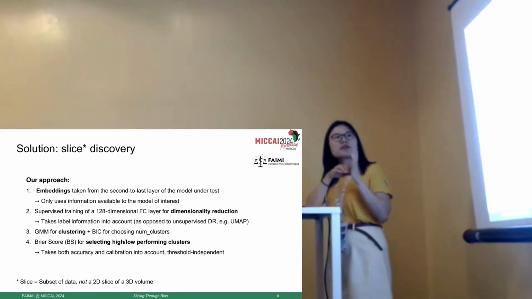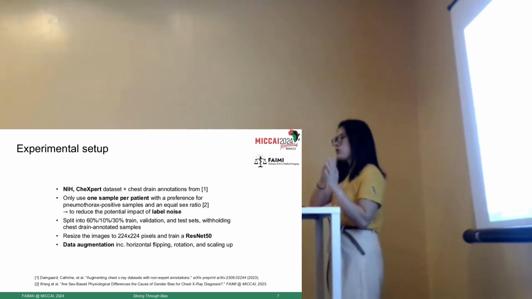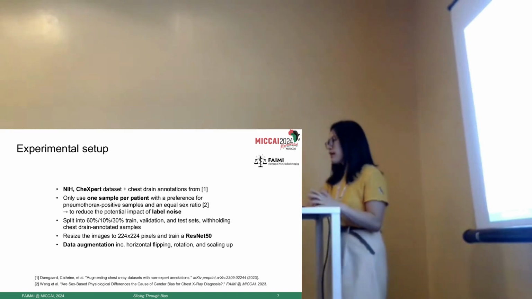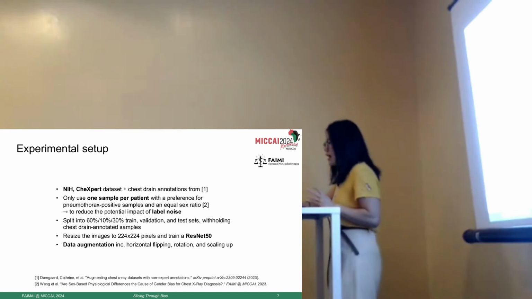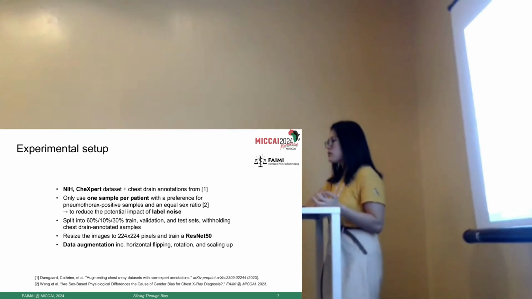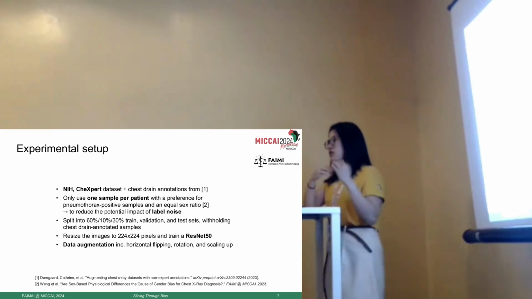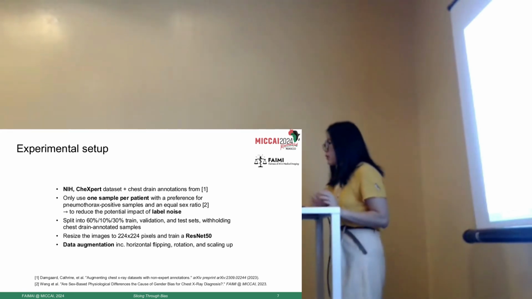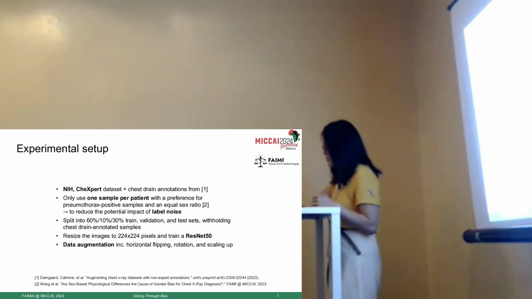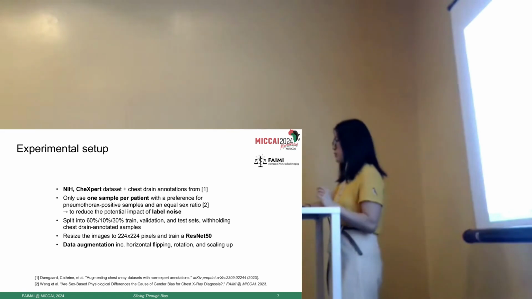For the experiment setup, we look into the NIH dataset and the CheXpert dataset, and we need some annotations of the chest drain, which are from the first paper here from Ronka and Miller's group. We use only one sample per patient, with a preference for pneumothorax positive samples, with an equal sex ratio. This step is for reducing the potential impact of data noise. And then we also split the datasets into train, validation and testing. We use ResNet 50 as our model, and we also use some data augmentation.